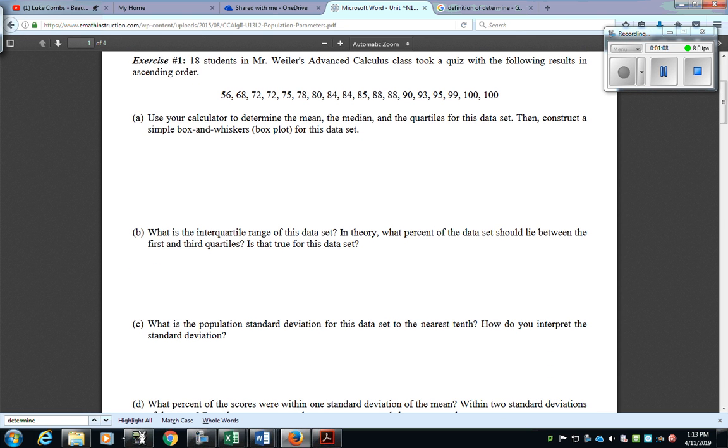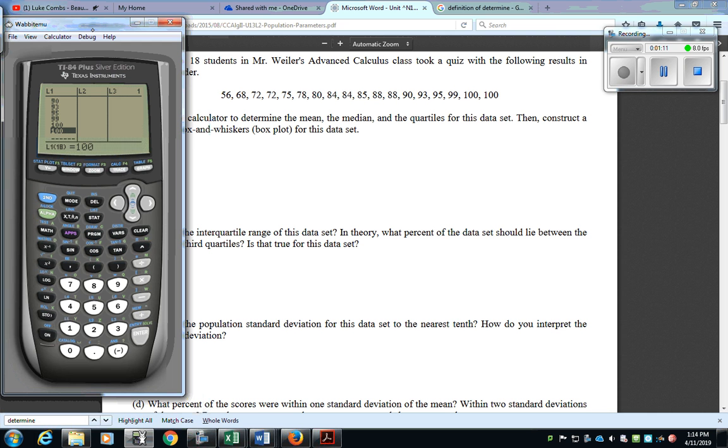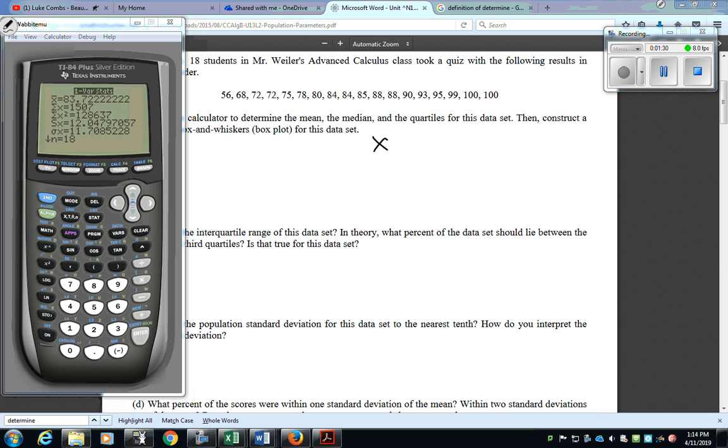So I'm going to go ahead, and what you've got to do is figure out the analysis by going to Calculate and then hitting Enter on one variable stat. The list is L1, and then you hit Calculate. Okay. So first off, mean is x bar. So we got x bar equals, and let's round these to the nearest tenth. So we got 83.7. So that's the average score based on the numbers that were there.